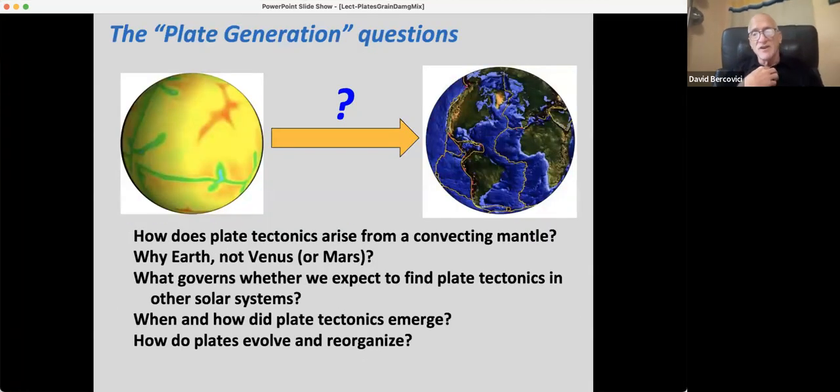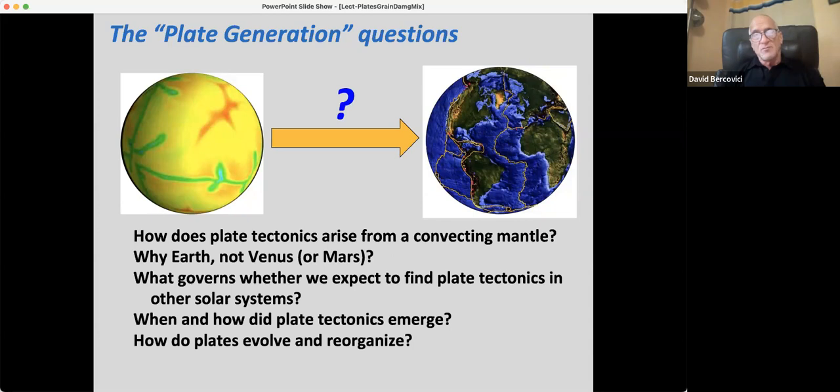The plate generation questions, about why we have plate tectonics, are big questions, but there are very specific ones you can break them down into. For example, something I've been chasing for over 30 years is why plate tectonics arises from a convecting mantle. If I get the mantle cooking and it's convecting, why does our planet look like plate tectonics, but not on Earth and Venus? And what is the basic physics that governs whether we can expect to find this on another planet?